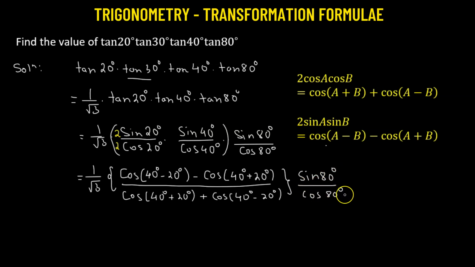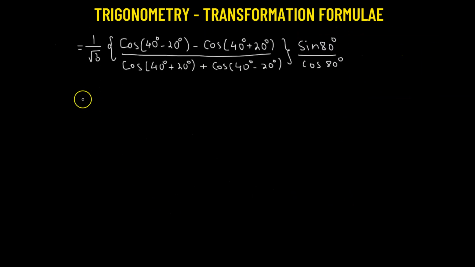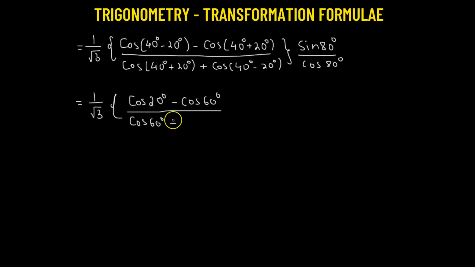So let's do one thing, let's simplify them. So we should get 1 over square root of 3. In the numerator, we will have cosine of 40 minus 20, so that's cosine 20 degrees, minus cosine 60 degrees, divided by cosine of 40 plus 20, so that's cosine of 60 degrees, plus cosine of 20 degrees, multiplied to sine 80 degrees divided by cosine 80 degrees. Now, luckily, we know the value of cosine 60 degrees. The cosine 60 degrees has a standard value, that's 1/2.